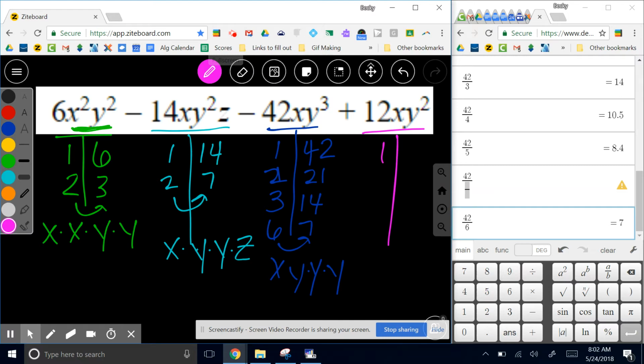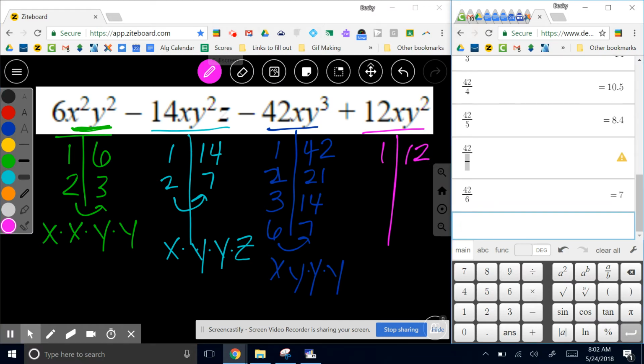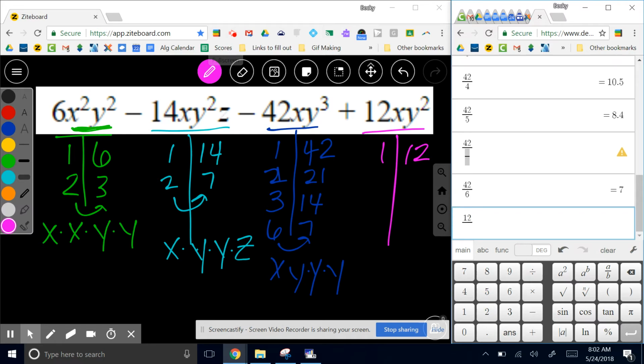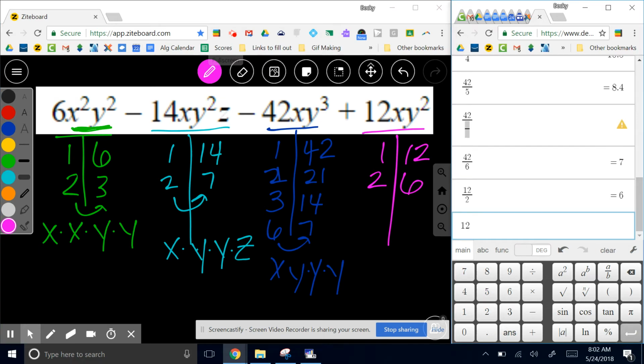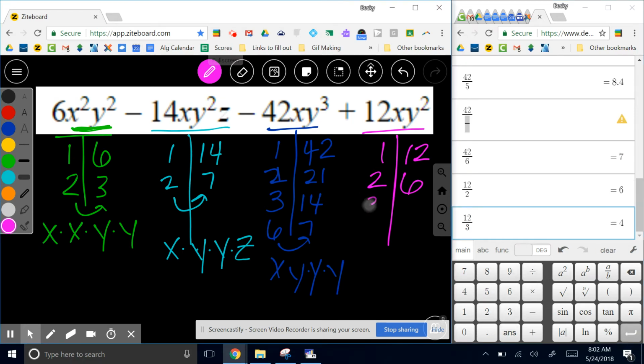So I got 1 times 12, and then let's try 12 divided by 2. So I got 2 times 6, and then we divide it by 3. So I got 3 times 4, and there's the loop. And now I've got x, and then y squared is y times y.